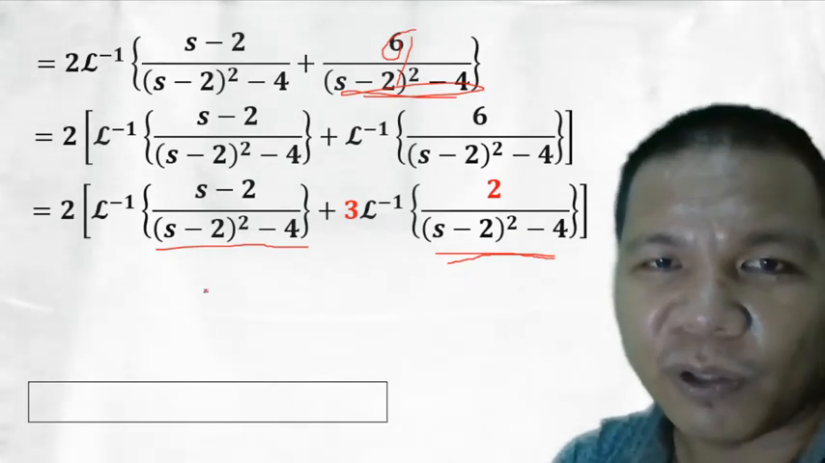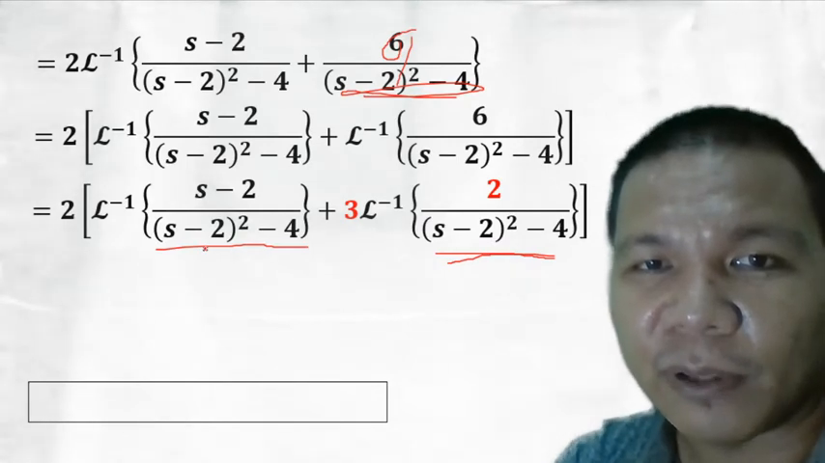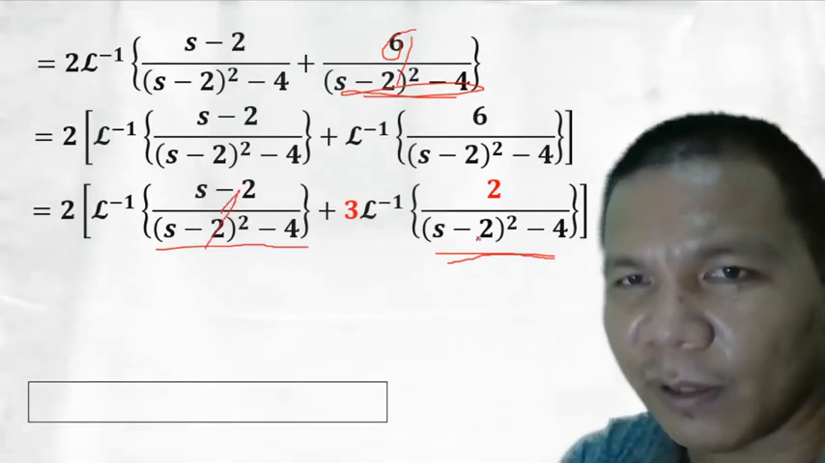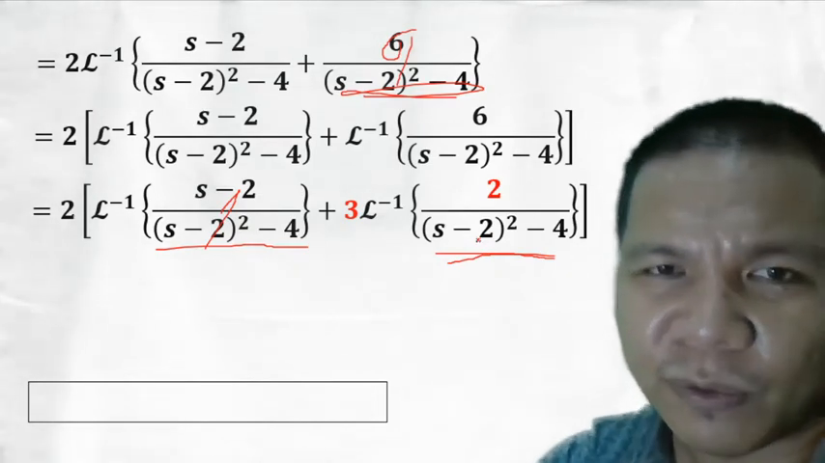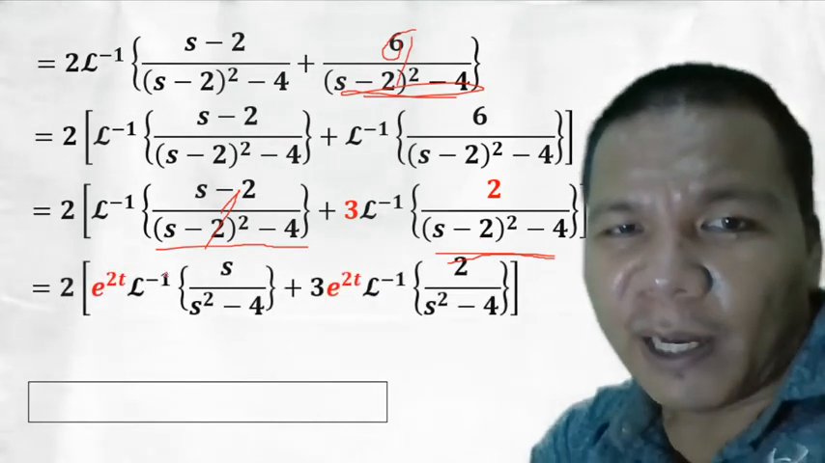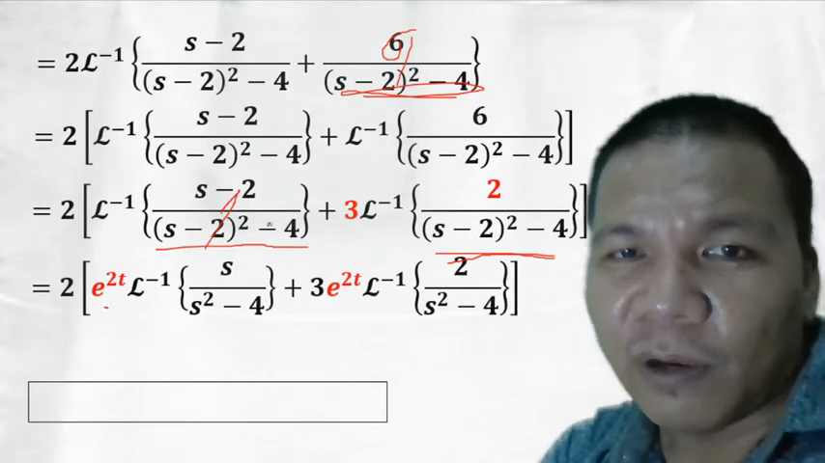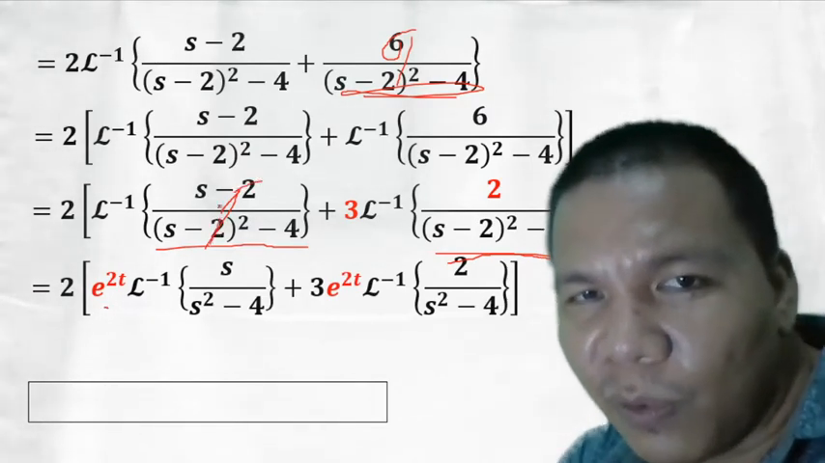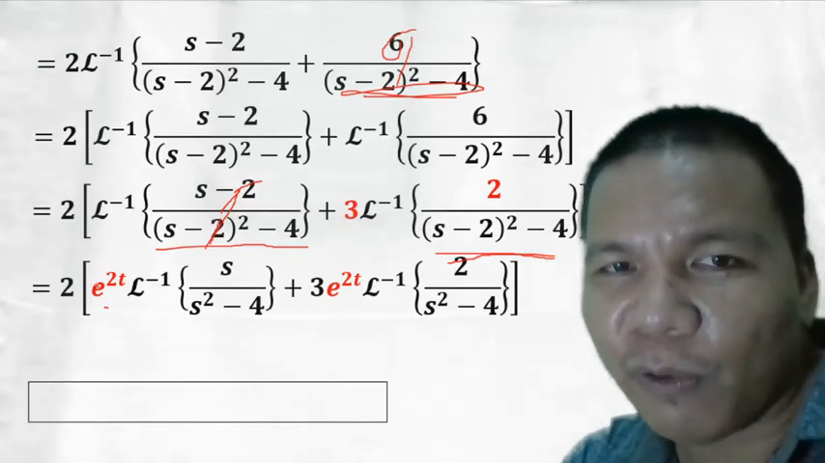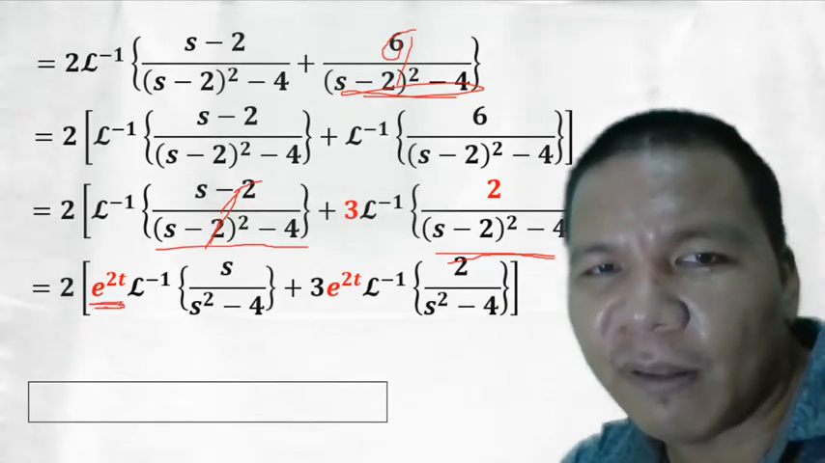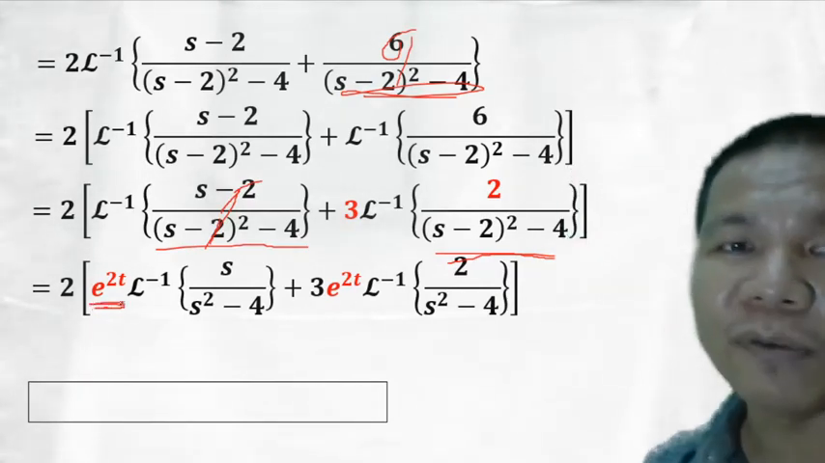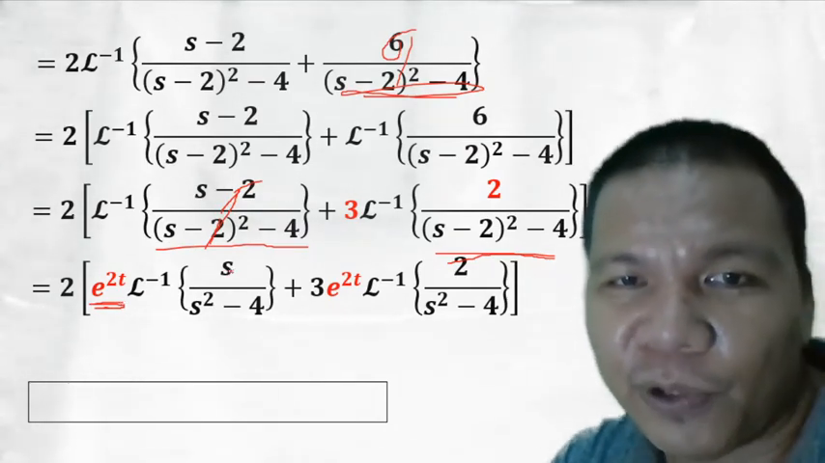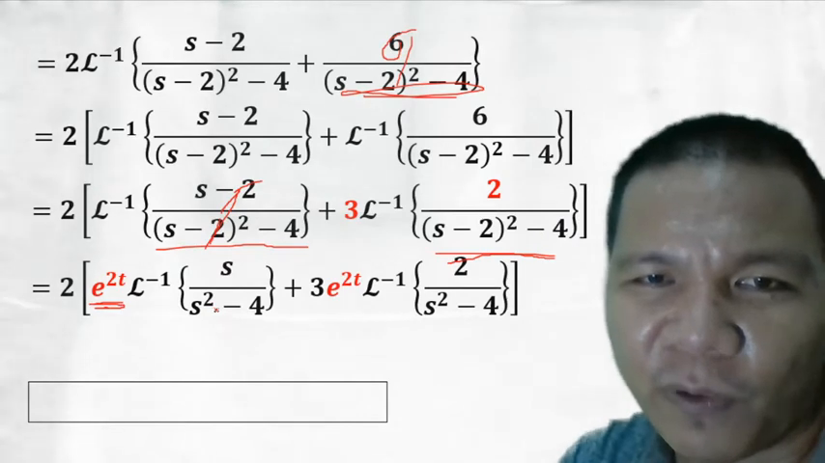Now, the next thing that you will do is take out the amount of shift, which is 2. The same is true here. Take out the amount of shift, which is 2. That will become e raised to minus 2t. Now, if we are going to take out the amount of shift, which is 2, we are going to put that outside the inverse Laplace transform sign. It will become e raised to 2t. That will leave you s in your numerator and s squared minus 4 in your denominator.